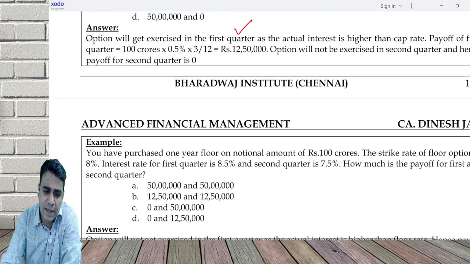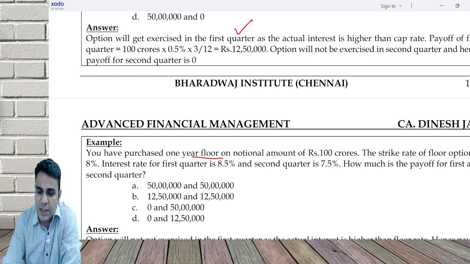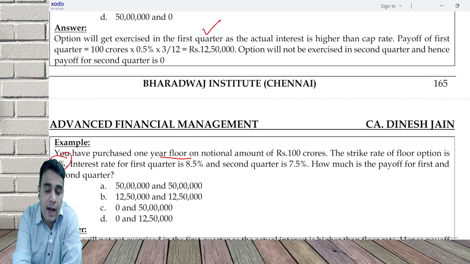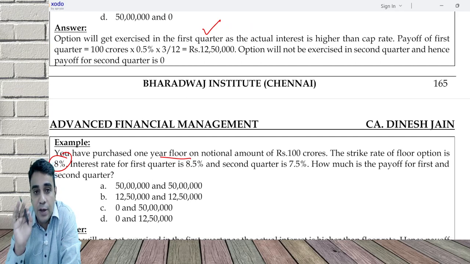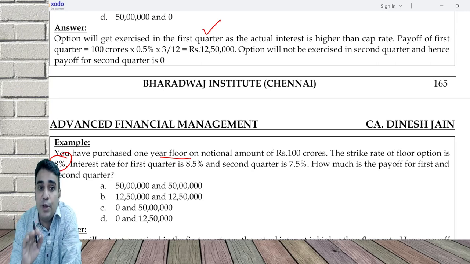Same thing. I purchased a floor option. What does a floor option give? Minimum income. What is the strike rate? I need minimum 8% income. If you are giving me more than 8%, I have no problem. But lesser than 8% means you need to give me a compensation.